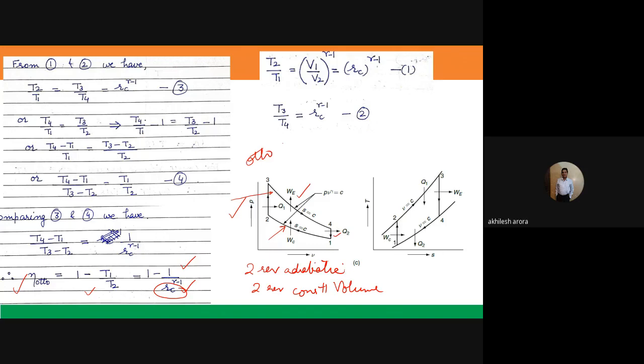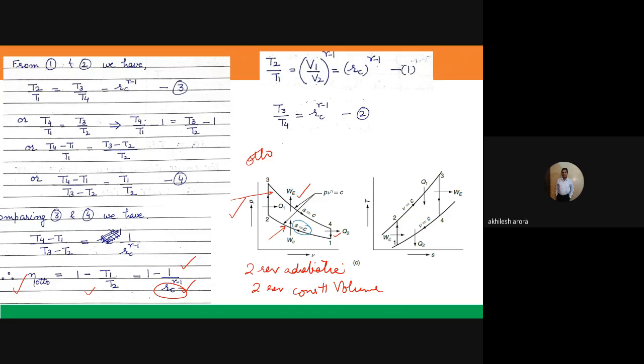Till now I haven't discussed the TS diagram for this cycle. I will discuss all those TS diagrams at the end of the lecture, or I can tell you right now also. For example, if you see the first process in the PV diagram, the process 1 to 2 is a reversible adiabatic process, and during a reversible adiabatic process, the entropy remains constant. It is also written here, S is equal to constant, which means that entropy remains constant.